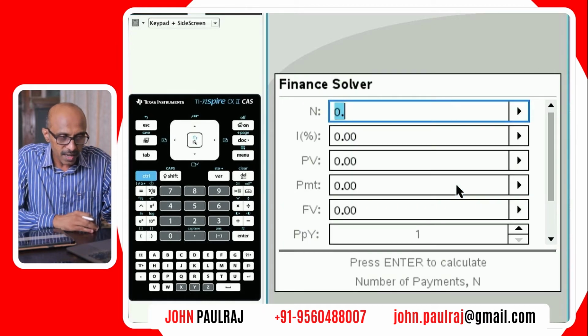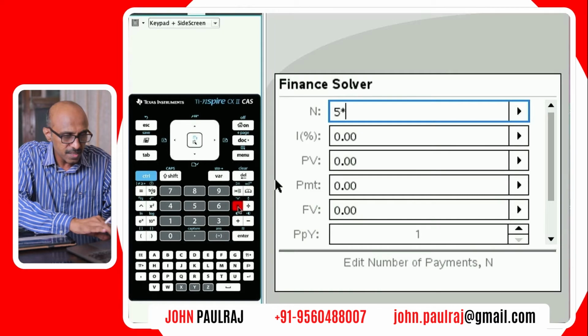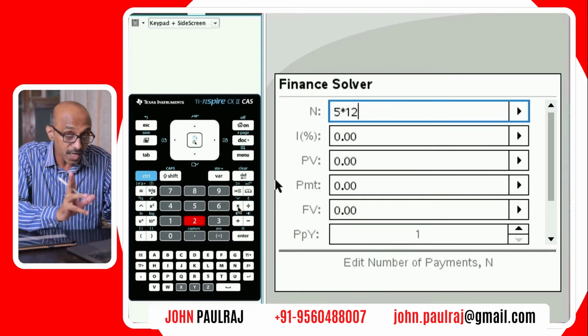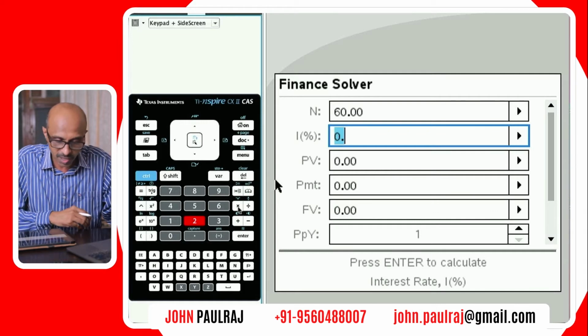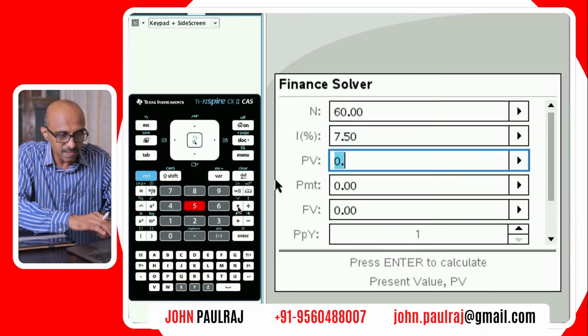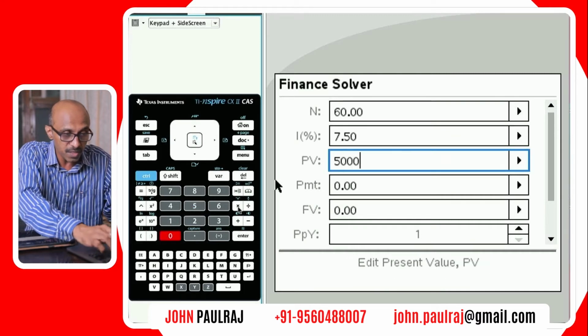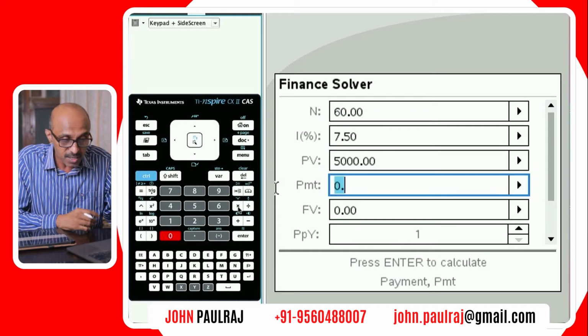Here we go. N is the number of payments. So this is going to be 5 times 12. Hit tab, not enter. Hit tab to go to the next field, because if you hit enter, it might give you an error message. Interest is 7.5 and the present value is positive 5,000, because you are acquiring the loan, the money is coming into your hands. Payment is what we want to find out.